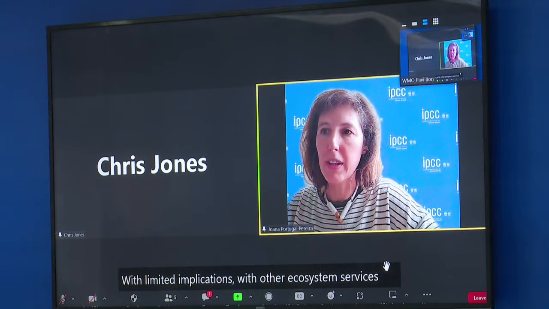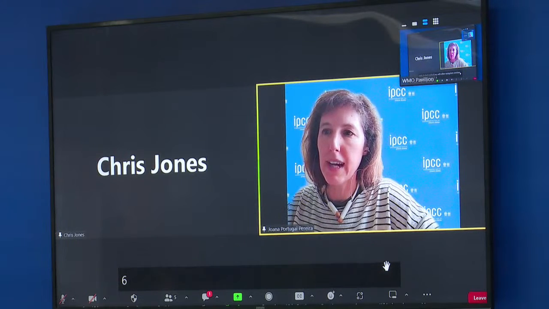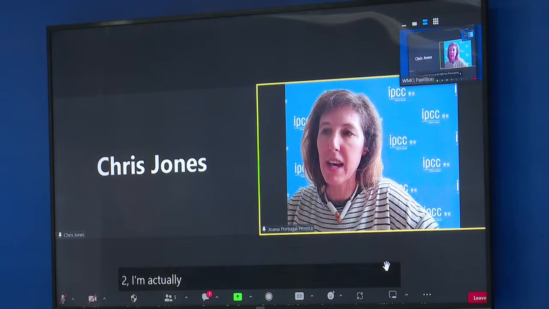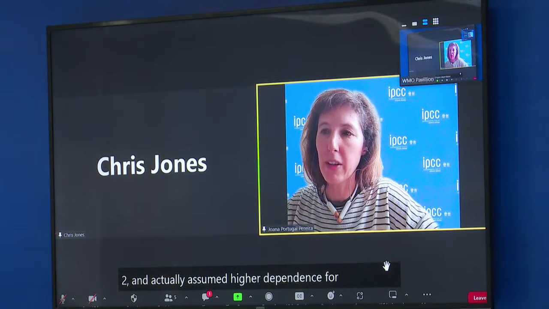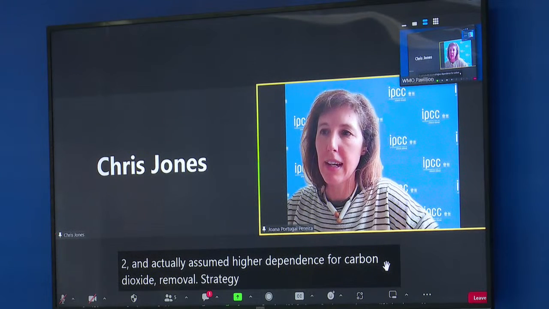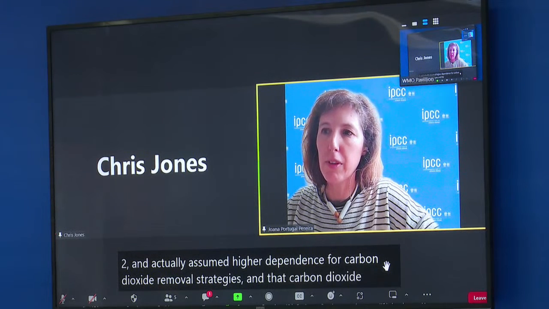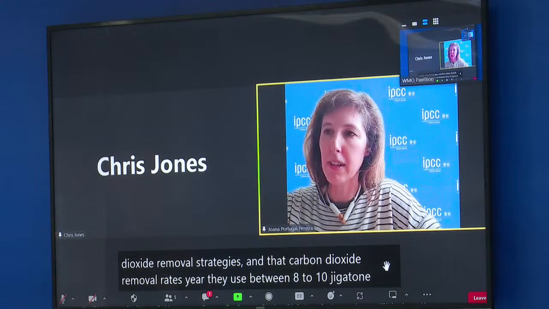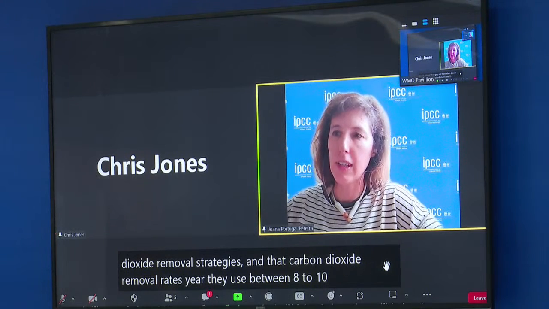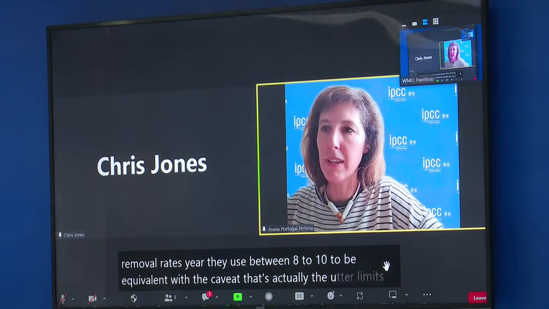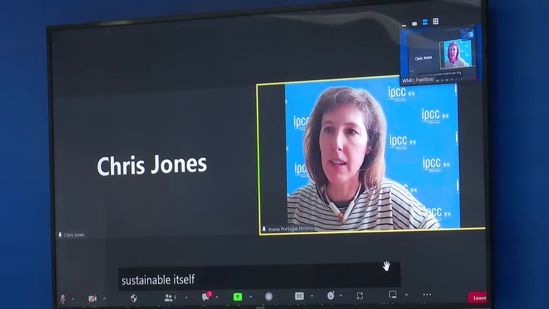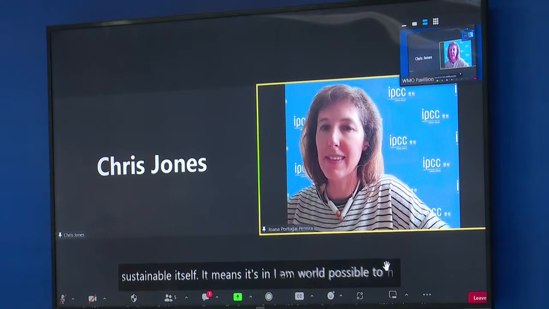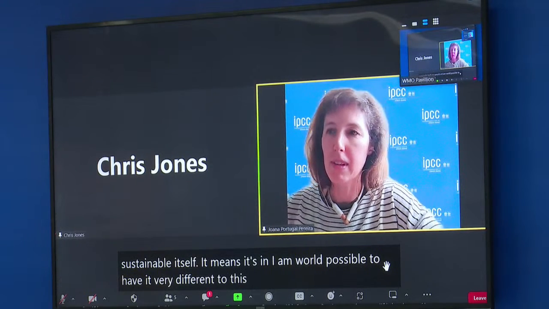In the Working Group 3, AR6, one of the IMPs, the ninth one, if I remember correctly, C2, actually assumes higher dependence for carbon dioxide removal strategies, and the carbon dioxide removal rate yearly is between 8 to 10 gigatons of CO2 equivalent, with the caveat that's actually the upper limit and does not mean it's sustainable itself. It means it's in IAM world possible to have it. It's very different to be plausible in the real world.